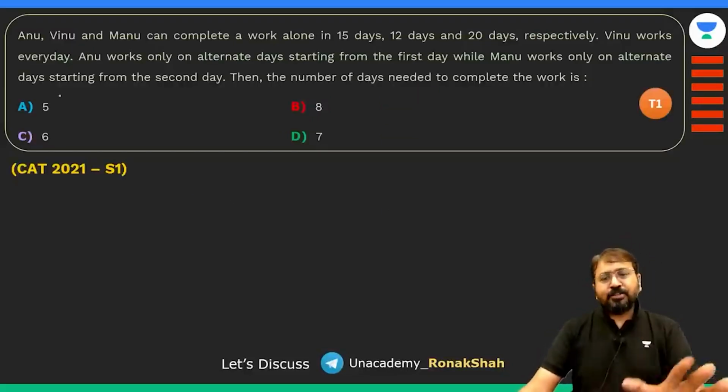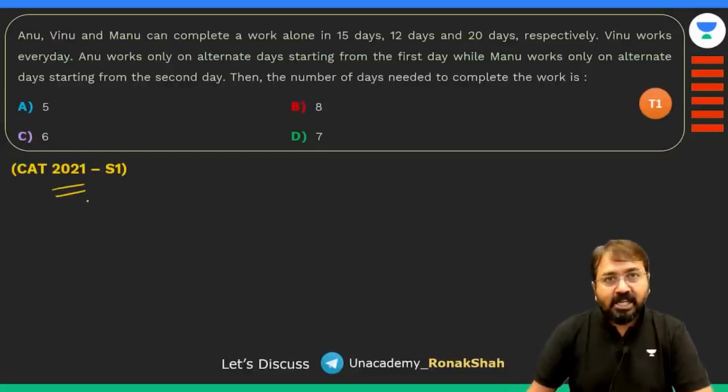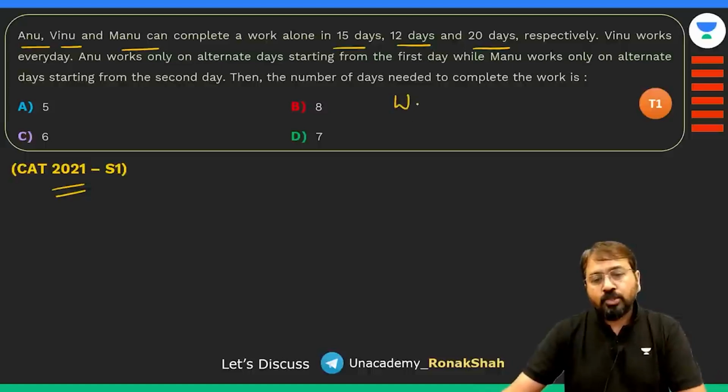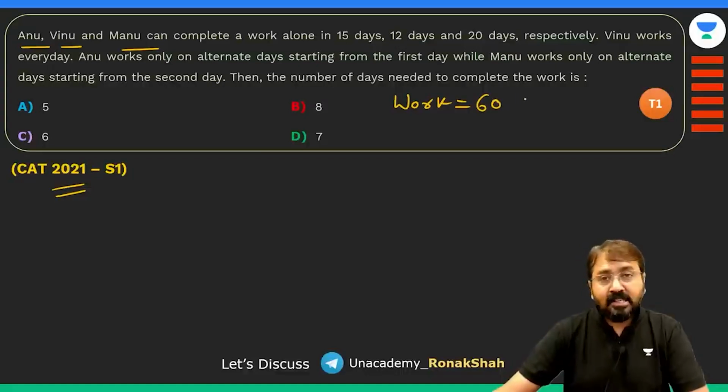Okay, so here is the first question straight away from CAT 2021 slot 1. Just go through the question. Anu, Vinu and Manu can complete a work in 15, 12 and 20 days. So you are given the time of each person. In such questions, most of the time what you can do is assume the work to be equivalent to the LCM of the days. So the LCM of 15, 12, 20 is going to be 60 units. So we can take work as 60 units.